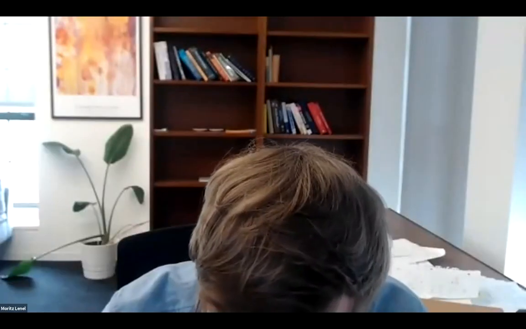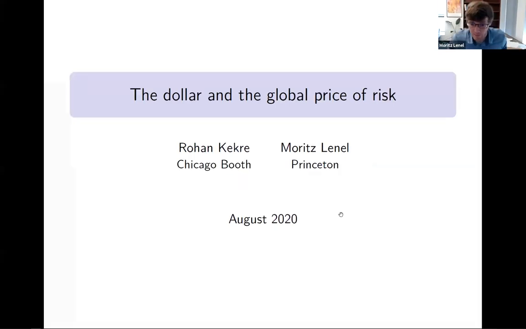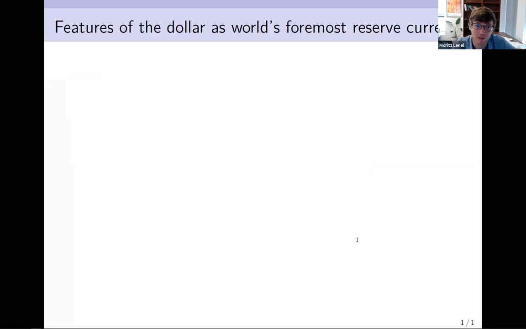Thanks a lot, Itamar, for situating the paper so nicely. This is incredibly helpful. And I hope I clarify the two questions that you're asking during the talk, and then in the end, hopefully we come back to this and discuss it more. So yes, this is joint work with Rohan Kekre from Chicago Booth, who is also here and is answering questions in the chat. The dollar and the global price of risk.